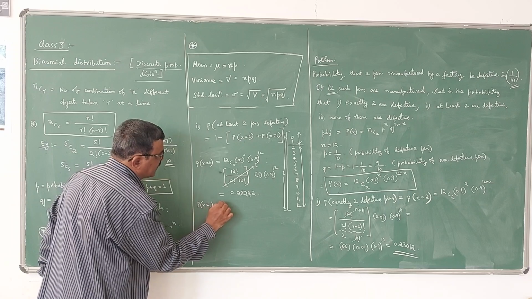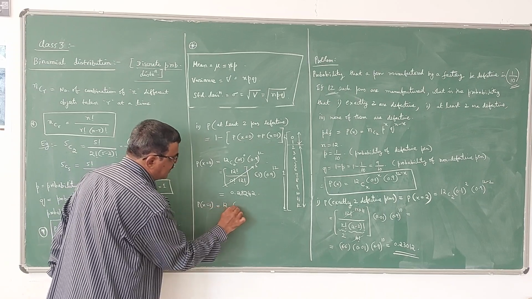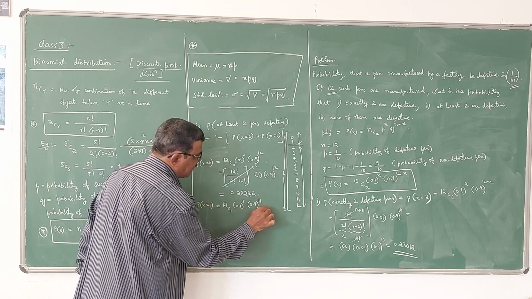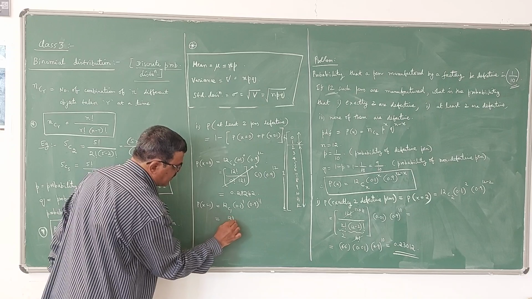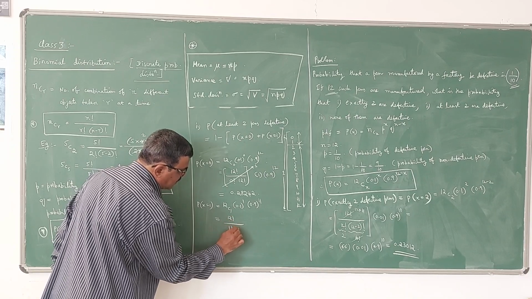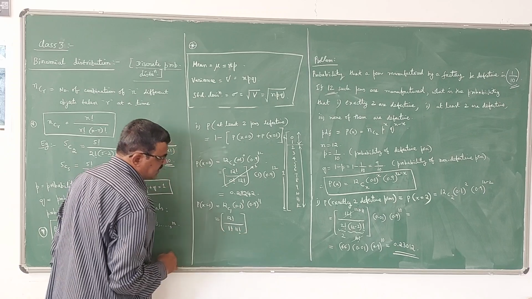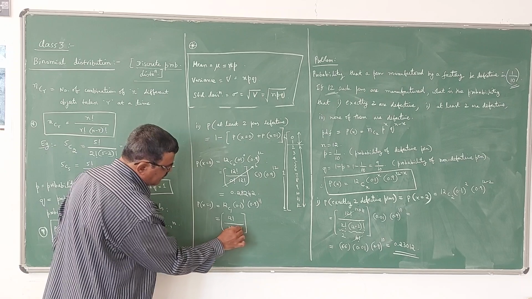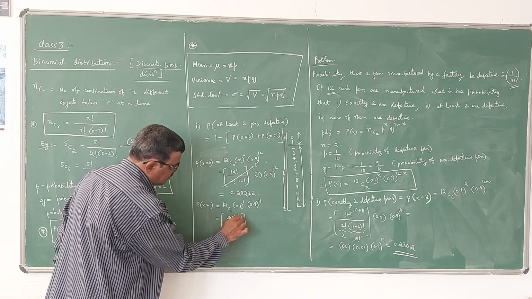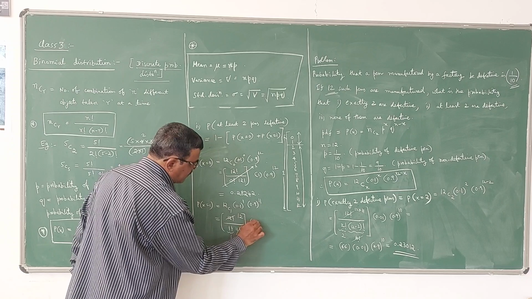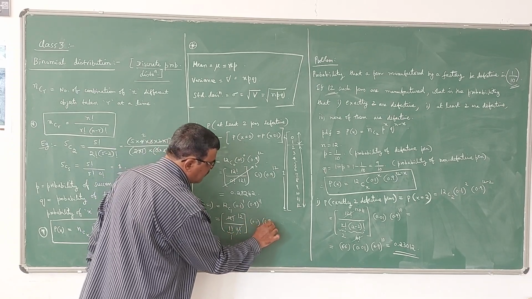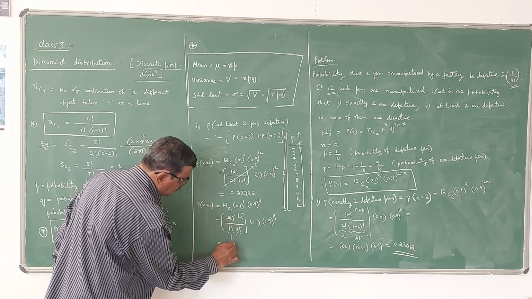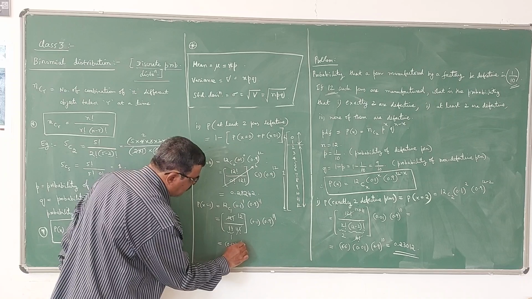Next is P of x is equal to 1, which is 12C1 into 0.1 to the power of 1 into 0.9 to the power of 12 minus 1, which is 11. 12C1 means 12 factorial divided by 1 factorial into 11 factorial. 1 factorial is 1 itself, 11 factorial cancels with 12 factorial, and 12 will remain. So 12 into 0.1 is 1.2, into 0.9 to the power 11.